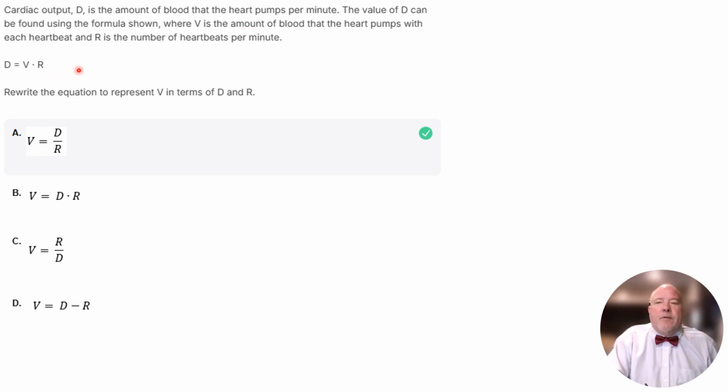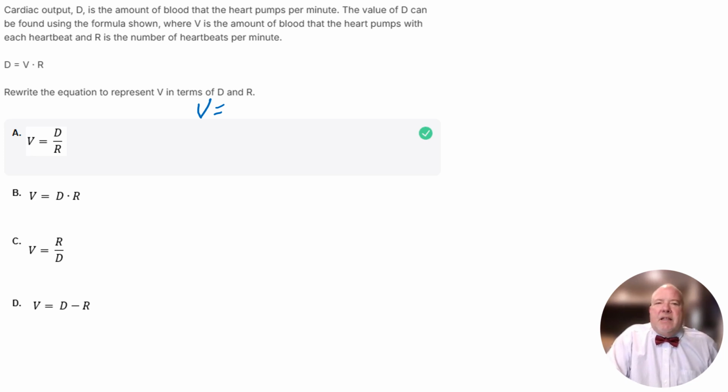So this is really solving a literal equation. They've given us an equation with more than one variable in it, and they want us to rewrite the equation to represent V in terms of D and R. And so what they mean by that is they want an answer that says V equals something. And if you look at all the answers that you're given, all the choices, they all are V equals something.